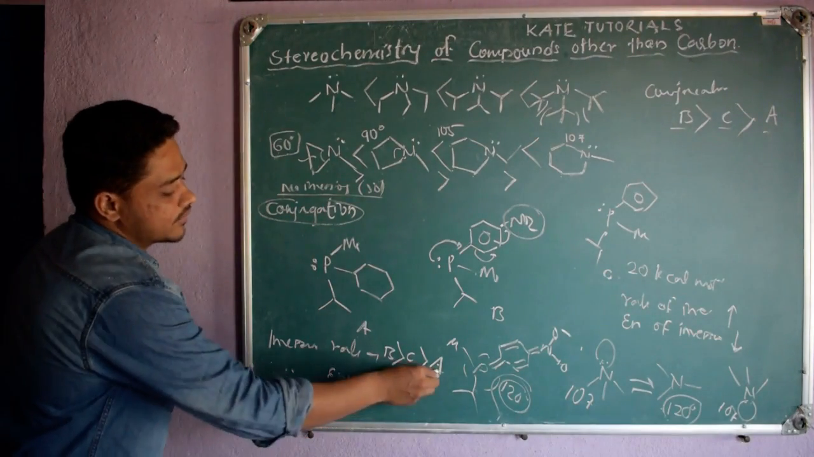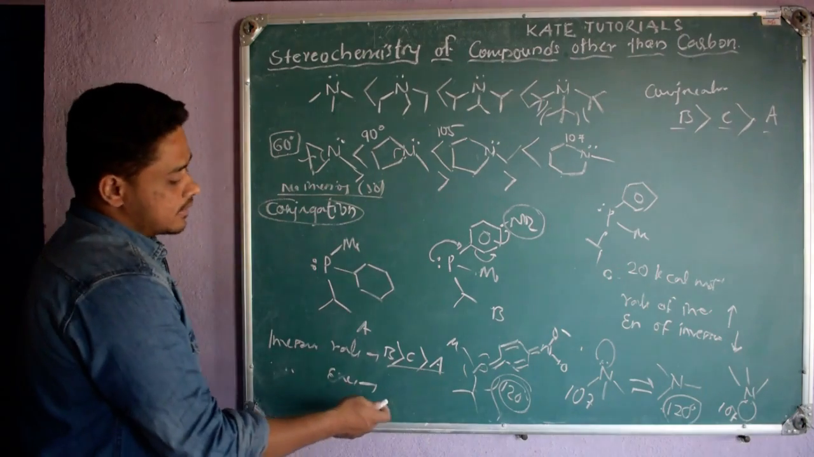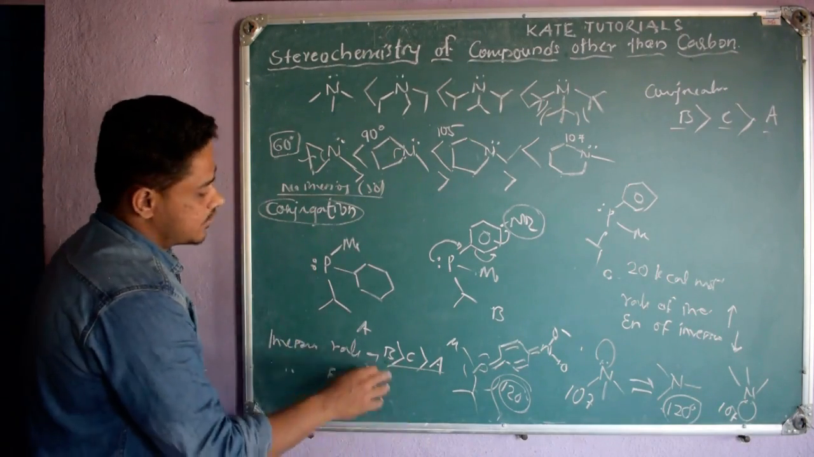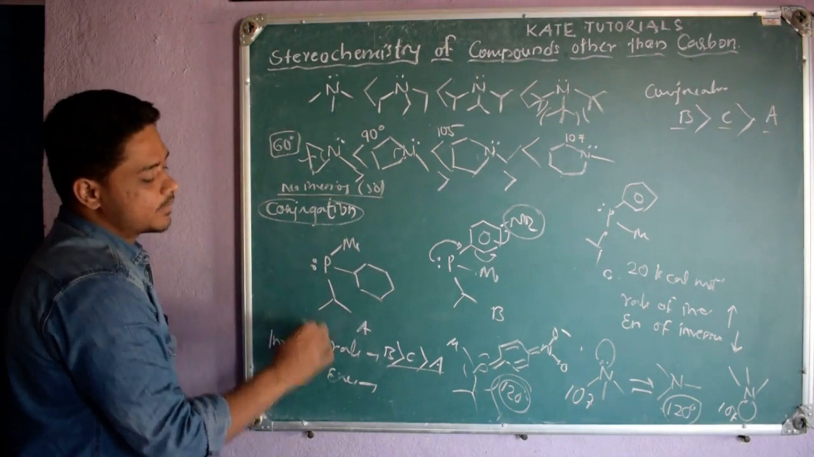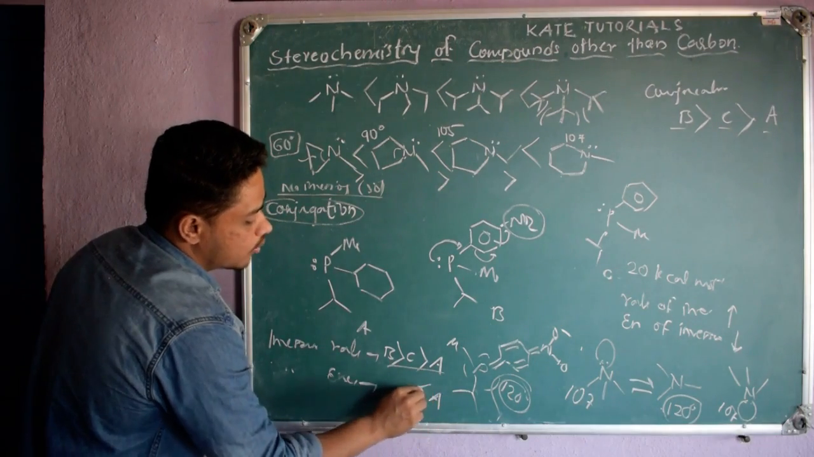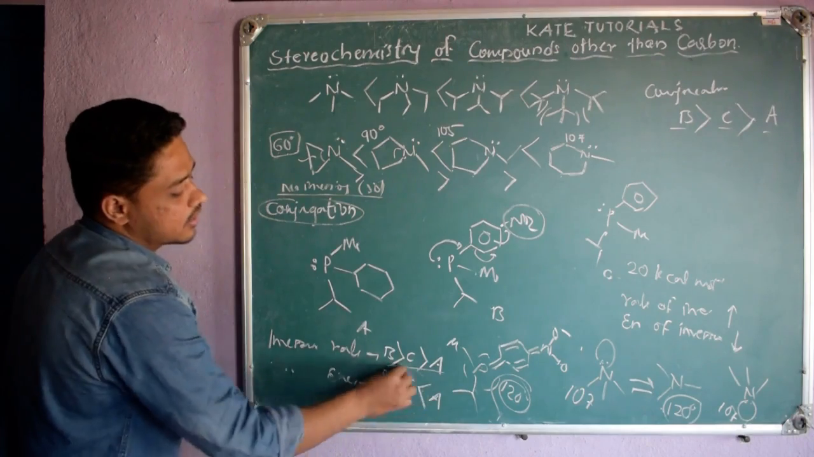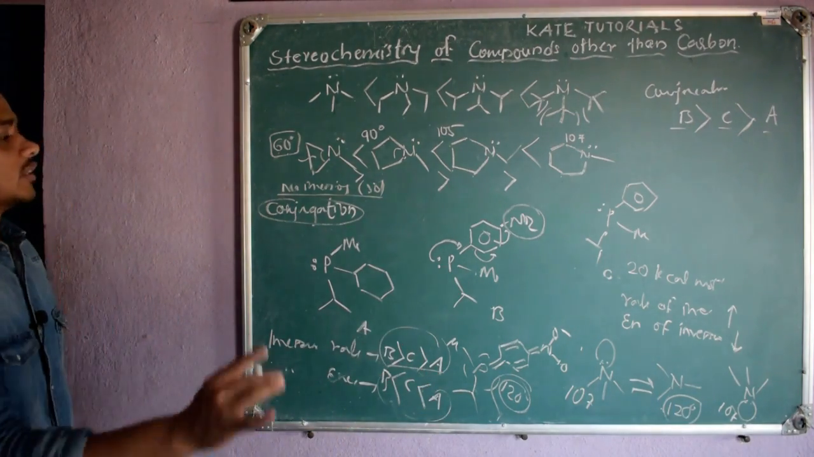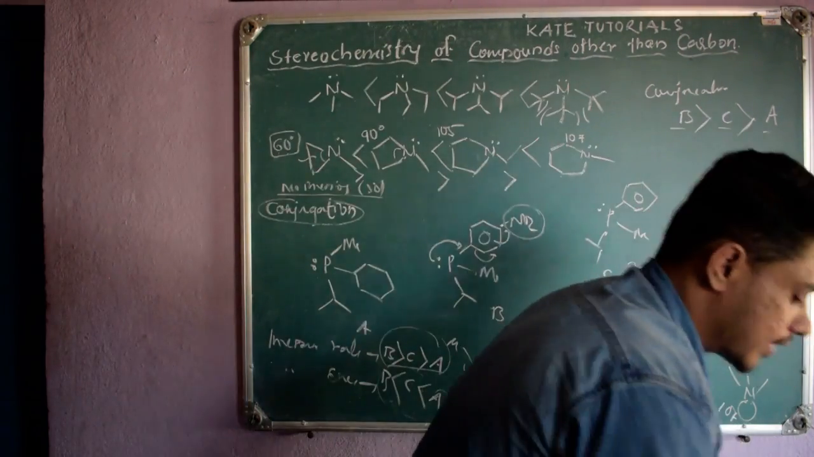So the order of inversion will be B, C, A, right? Energy is opposite to that. Since inversion is going easily, its energy will be least, whereas where inversion is slow, its energy will be more. So the energy of A will be more compared to C, compared to B. So the energy order will be exactly opposite of the rate of inversion, right? So that is the conjugation effect.